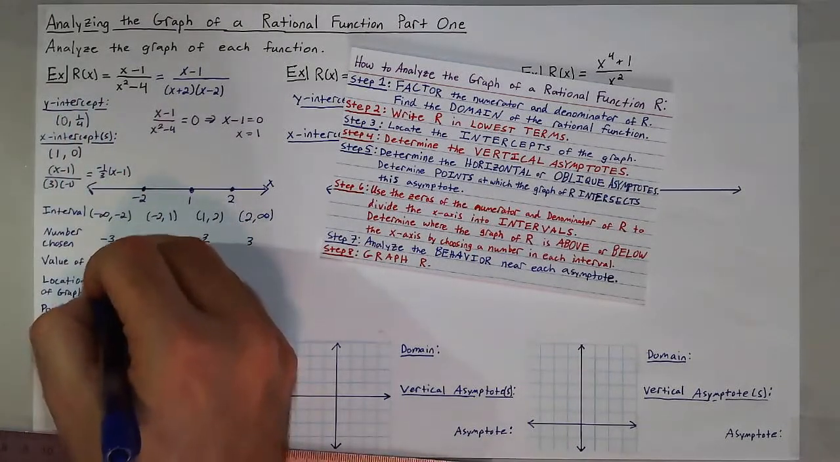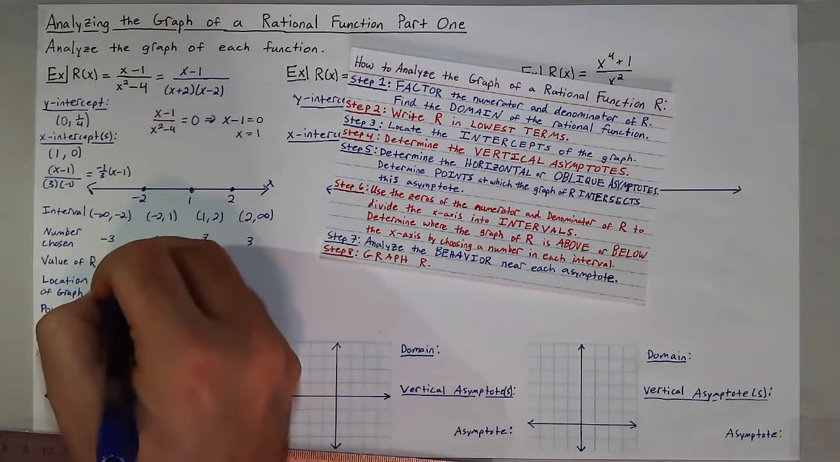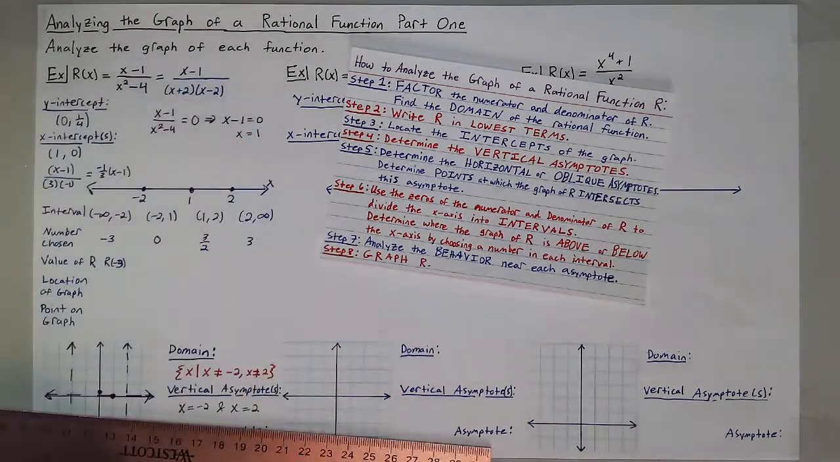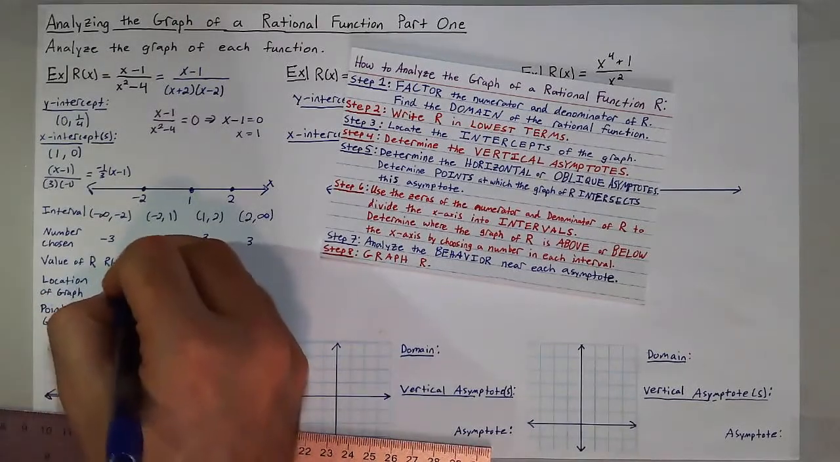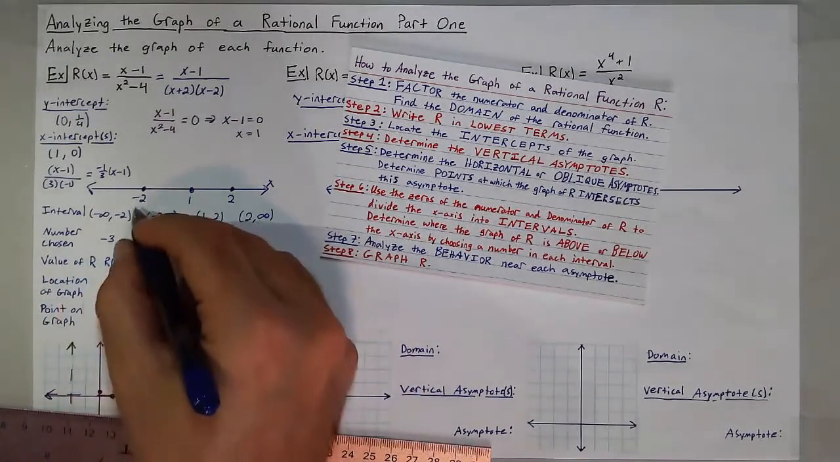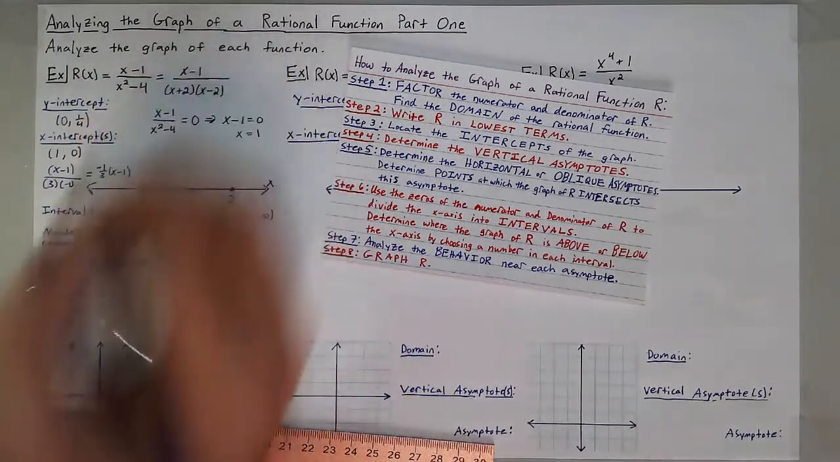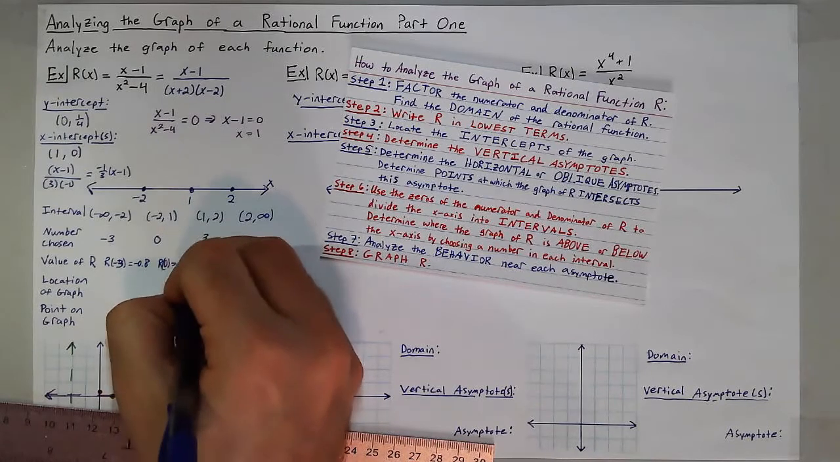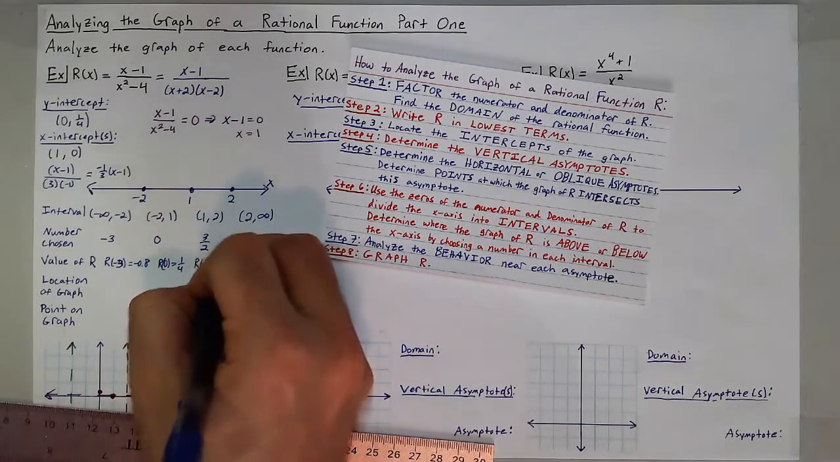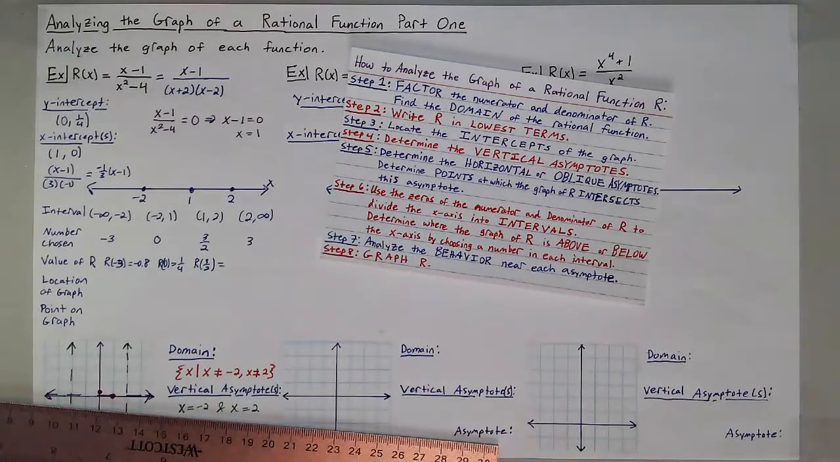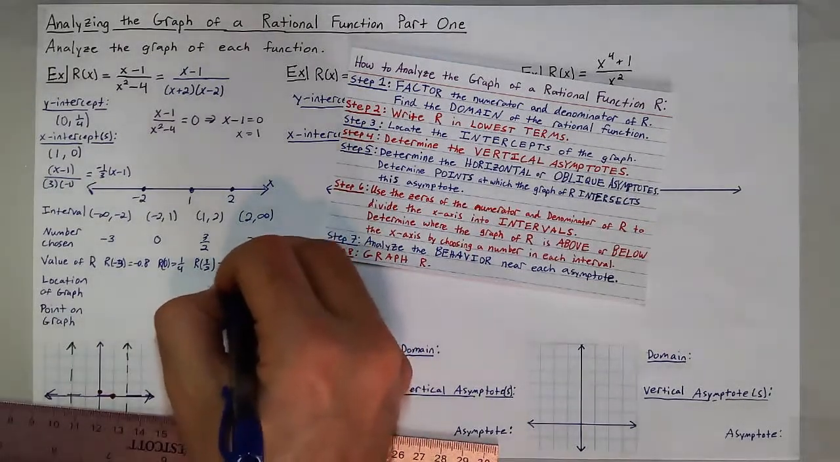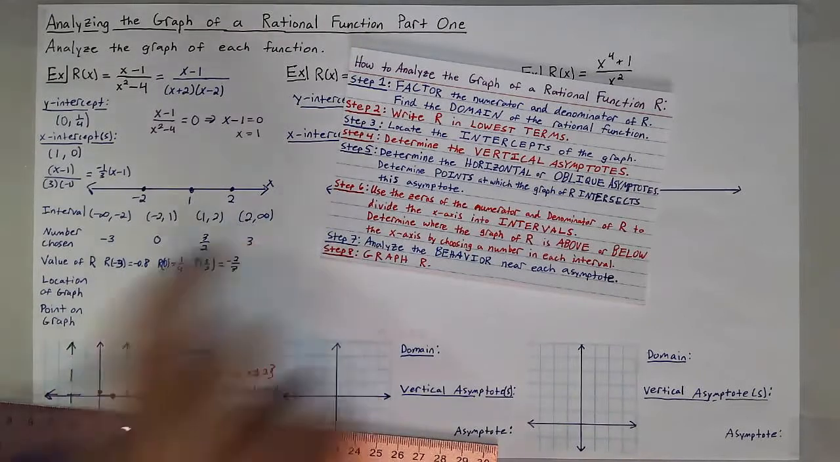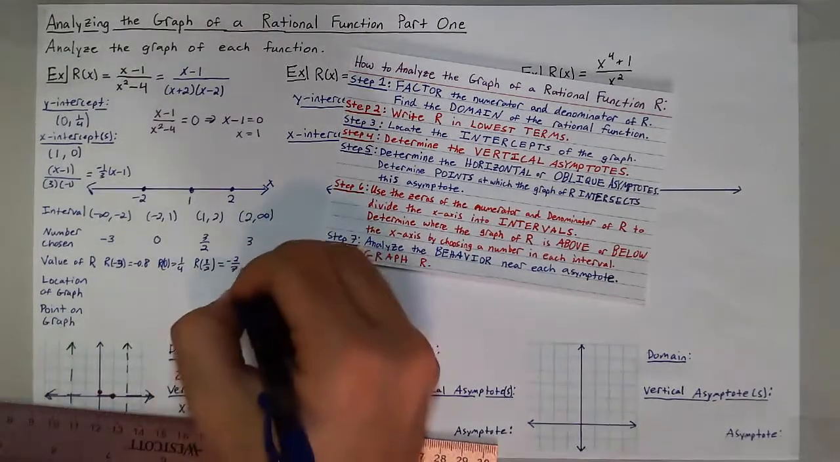So I'll plug in -3 into my function. And when you do so, you'll get -4 over 5, which is -0.8. Then I'll do the same thing with 0. I'll plug that in. I'll get 1/4, which I already found earlier. I'll plug in 3 halves. Now this one's a little harder to do just in your head, so you could use a calculator, but to help you out, that's -2/7. And then I'll plug in 3, and I'll get 0.4.